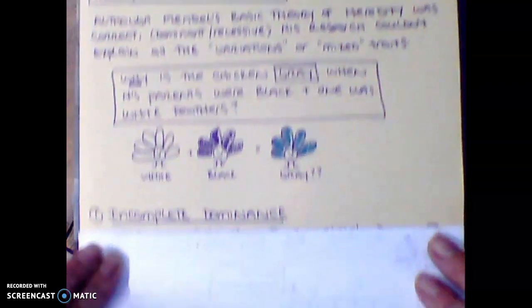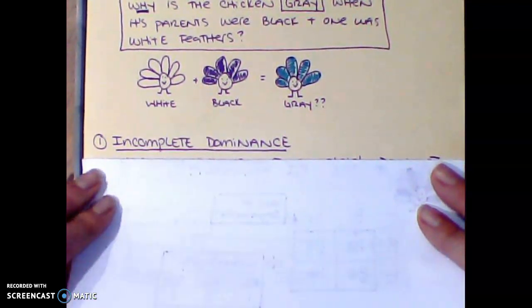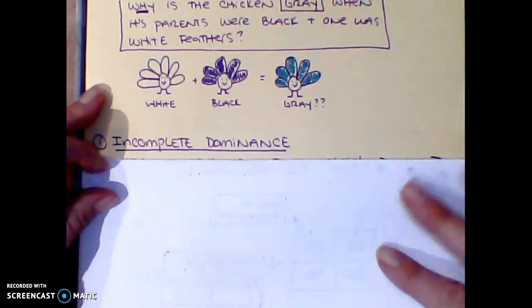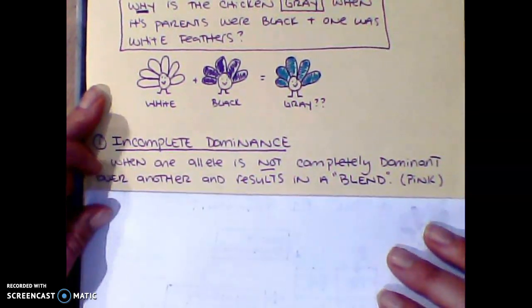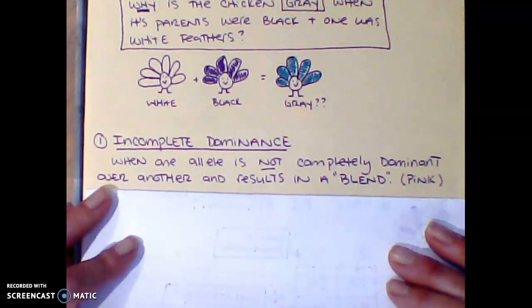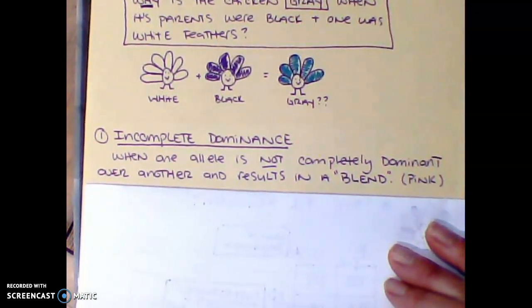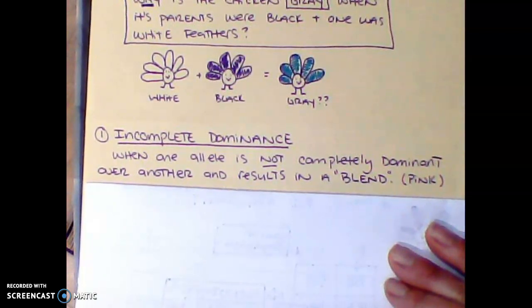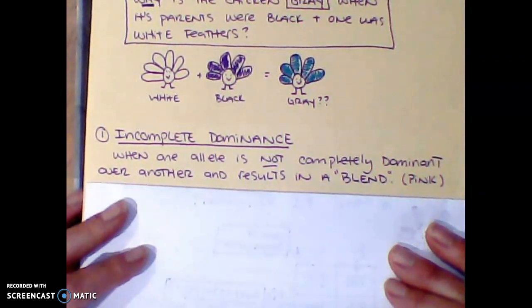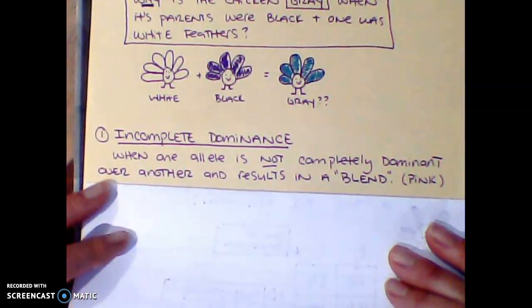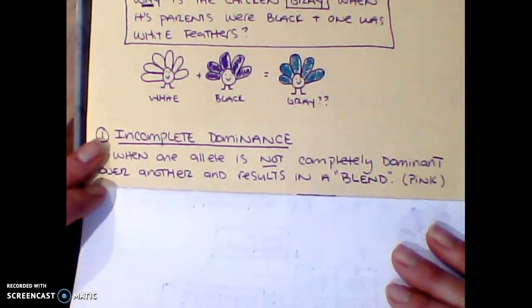And so the first one we're going to talk about is that mixed trait, which is gray or pink, and this is known as incomplete dominance. Now, incomplete dominance, the key here is that one allele, which remember your capital R's or lowercase r's, neither one is completely dominant over the other. So there really is no dominance. They result in what we call a blend. Okay, so we end up having that pink or gray.